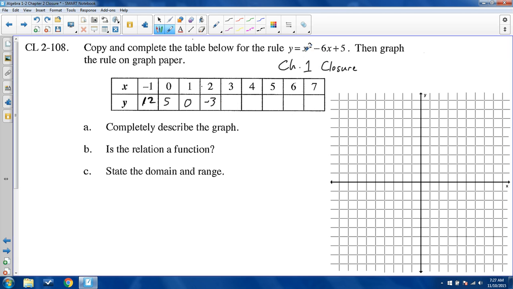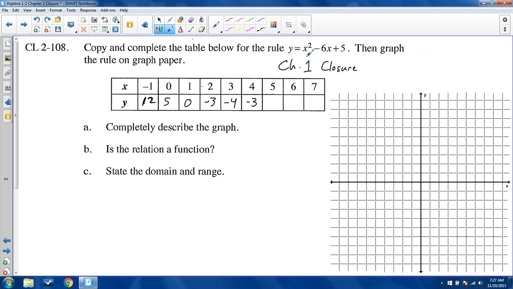When x equals 3, 3 squared is 9. -6 times 3 is -18. 9 minus 18 is -9. -9 plus 5 is -4. When x equals 4, 4 squared is 16. -6 times 4 is -24. 16 minus 24 is -8. -8 plus 5 is -3.